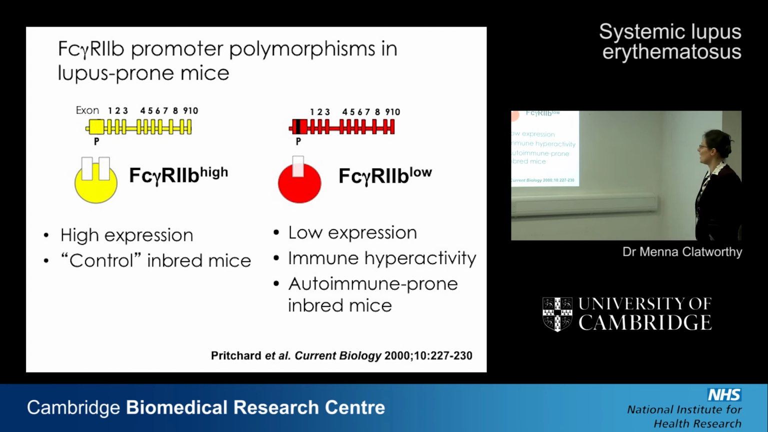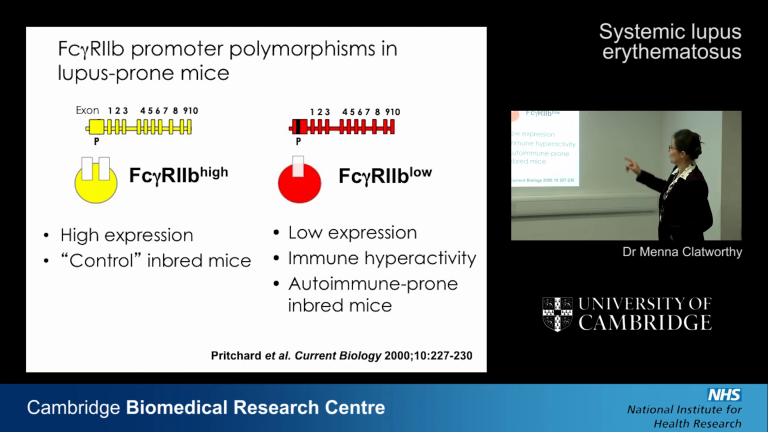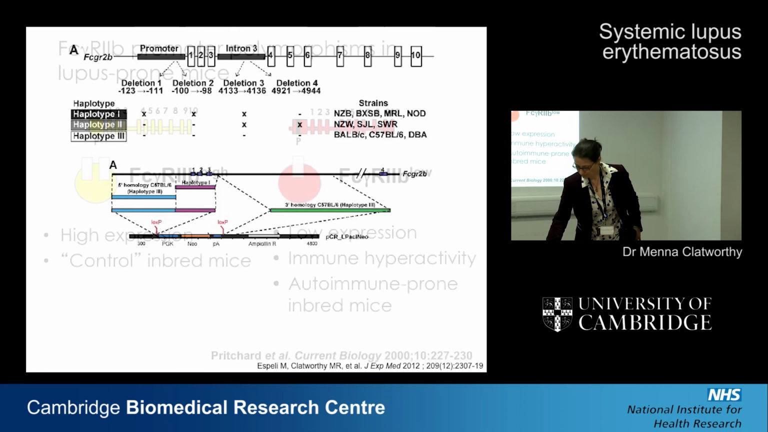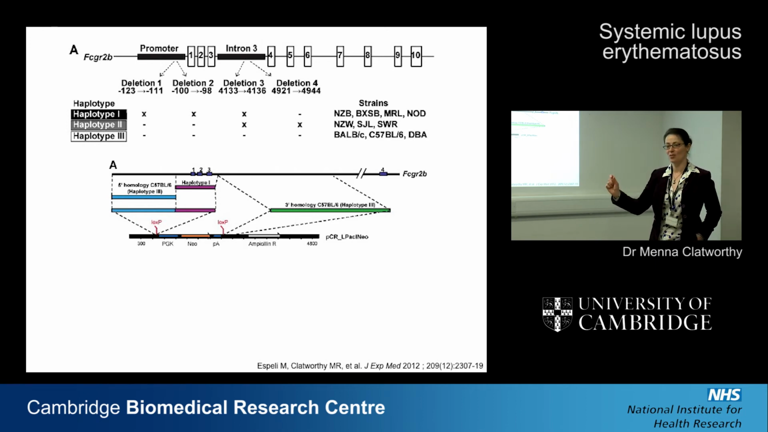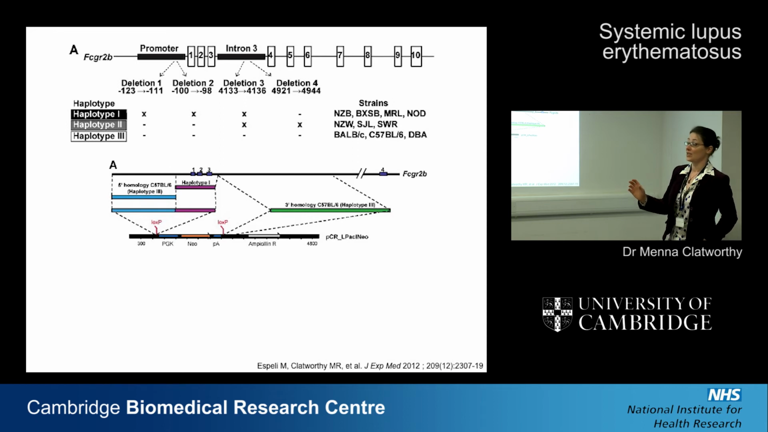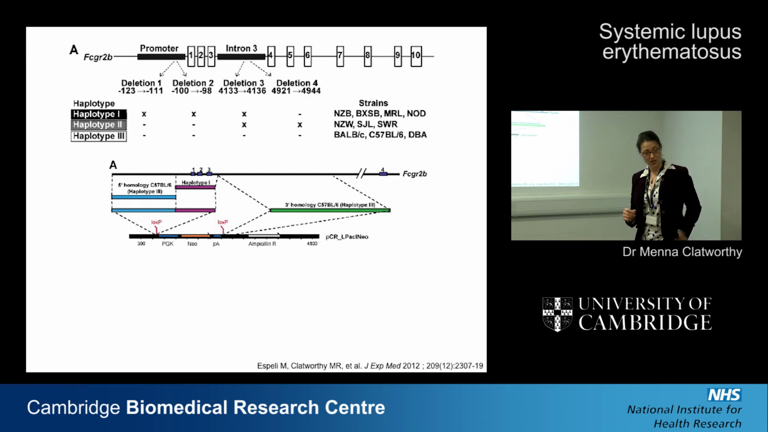And the ones with lower levels had this promoter polymorphism and were autoimmune prone. More recently, we've taken this further. You might say, well, therefore it's obvious that this deletion is what's causing disease. But to truly prove that, we used a genetic technique called a knock-in technique, where you make a knock-in mouse. And you can do this for specific human mutations too.